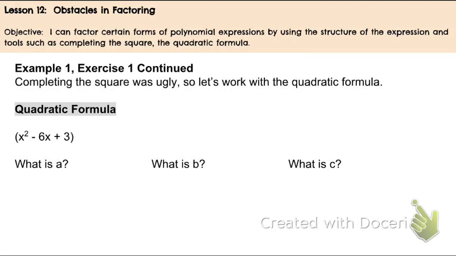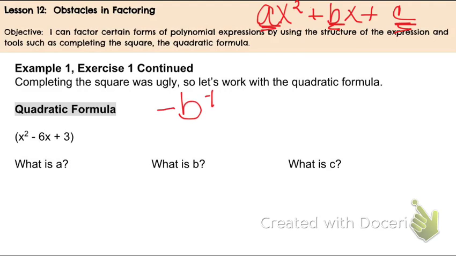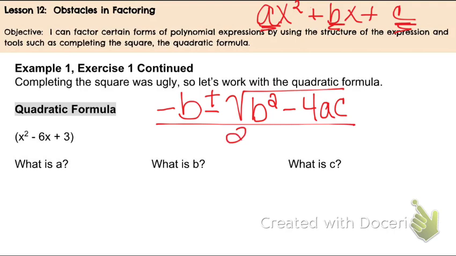So a quadratic function is always in the form of ax squared plus bx plus c. Okay? And a is the coefficient in front of the x squared, b is the coefficient in front of the x, and c is your constant number. So this is the quadratic formula. We're not going to get into how to derive it. I'm just going to give it to you and we're going to work from there. So the quadratic formula is the opposite of b plus or minus the square root of b squared minus 4 times a times c, all of that over 2a.